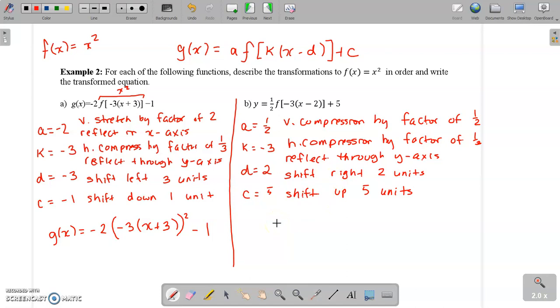And writing the transformed function, by simply replacing here, this, remember, is our x squared. So we're placing everything inside for the x. We've got our new transformed function is half times negative 3x minus 2, all squared, plus 5. There, that's it. Go to the next page.